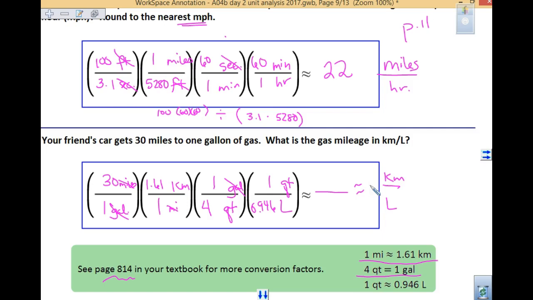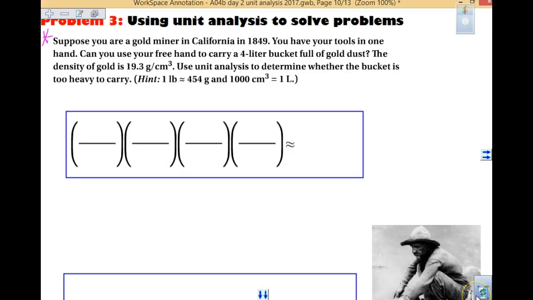Please do that right now on your calculator. It's less than 15, right? We should have had 12 kilometers per liter. So this might be important if I'm traveling to Australia or Canada or Europe someplace, right? How much I'm getting per liter. Correct.